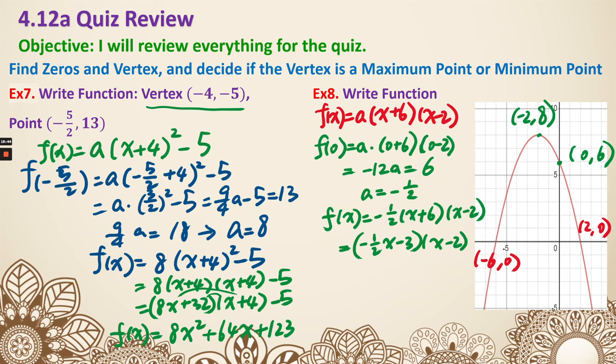I'm going to open all the parentheses to multiply everything. I'm going to get -1/2 x squared minus 3x plus 1/2 x times -1/2 x times -2 is a plus x at the end plus 6. So my final answer, f of x equals -1/2 x minus 2x plus 6. That is everything for 4.12 review. Thank you.